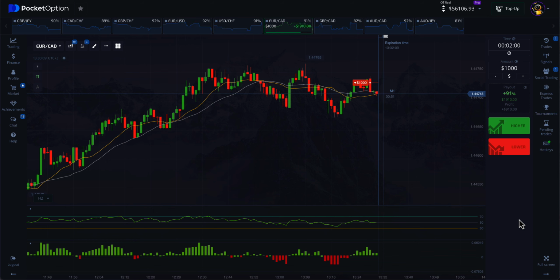But for now, let's go back to the broker. As I expected, the price fell from the resistance zone, and we just have to wait for the trade to close and take this profit.